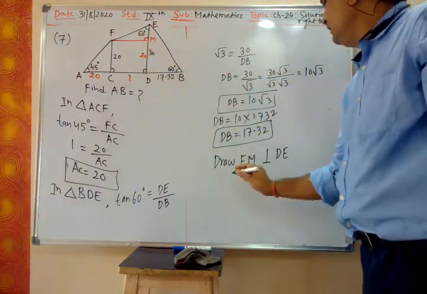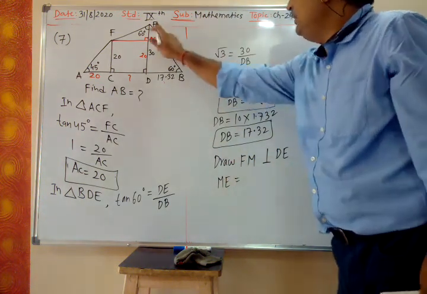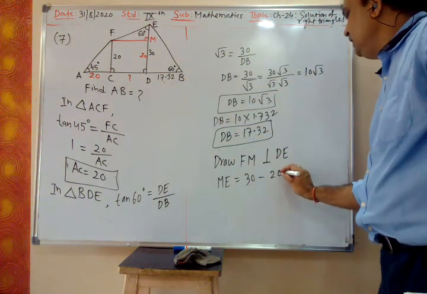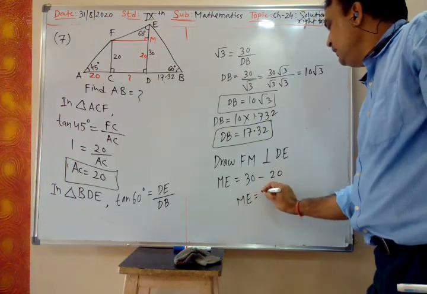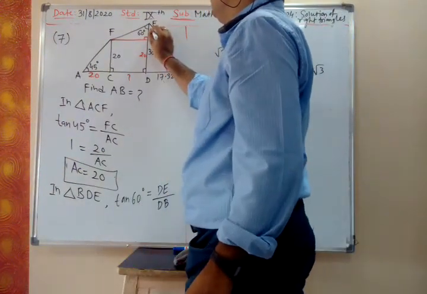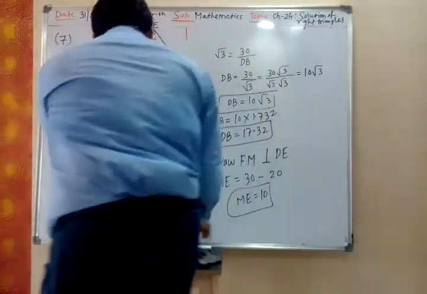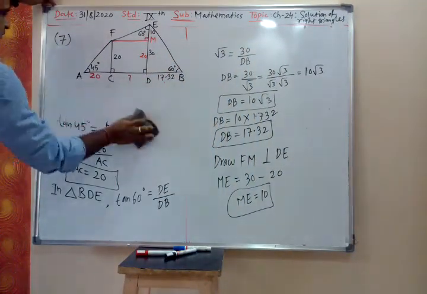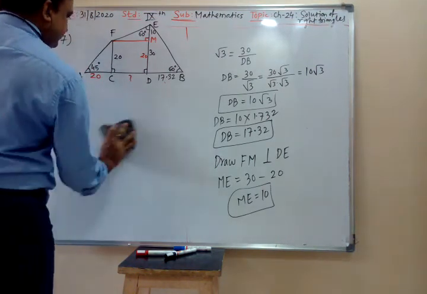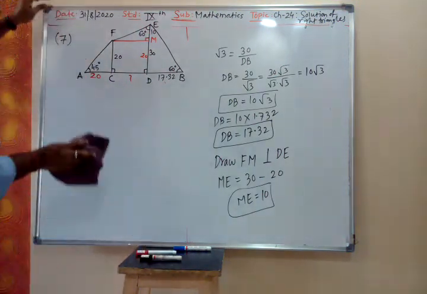See, my ME. So what is ME? Tell me. The complete length is 30 minus 20. So ME is 10. Now this length is 10. Now I will consider triangle FME and use the trigonometric ratio.